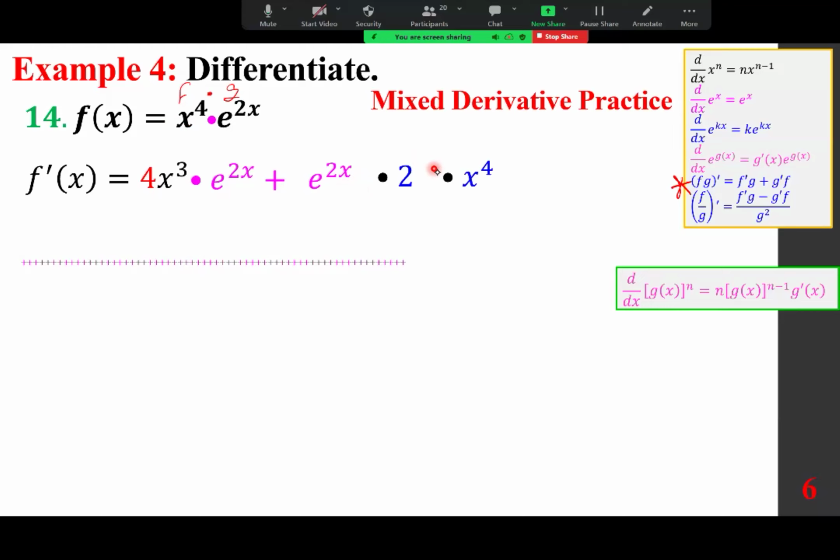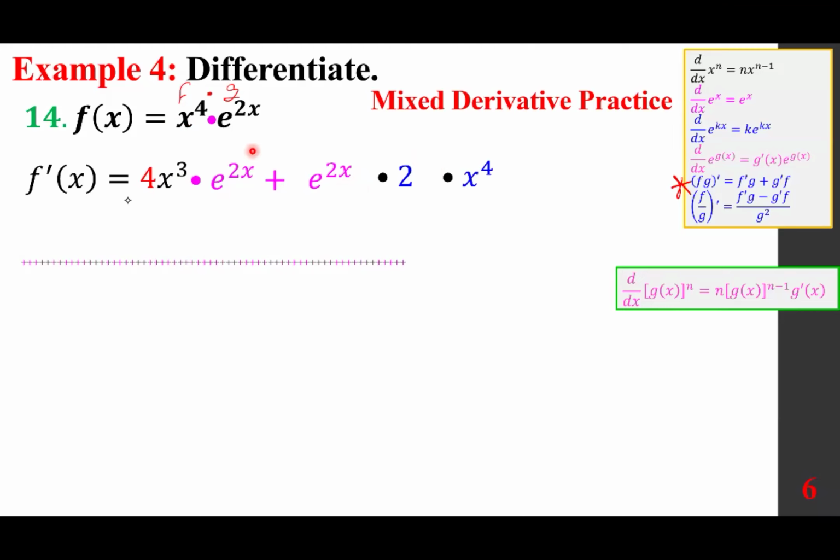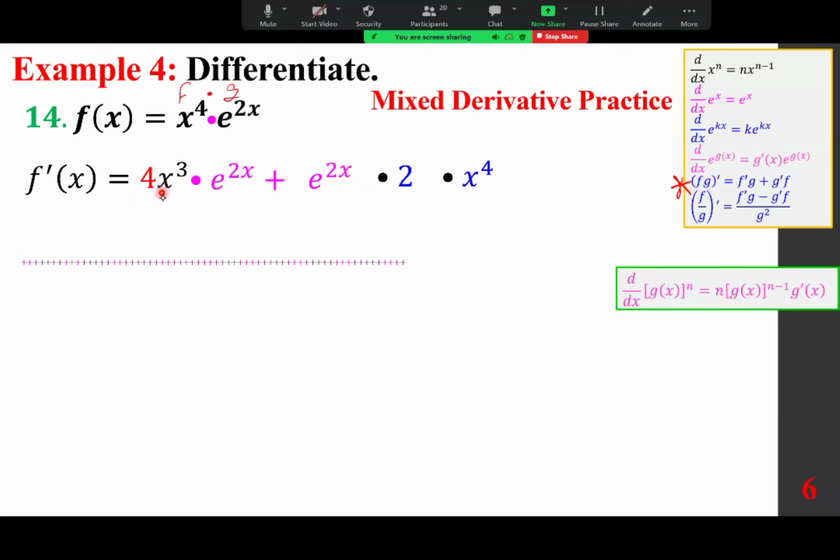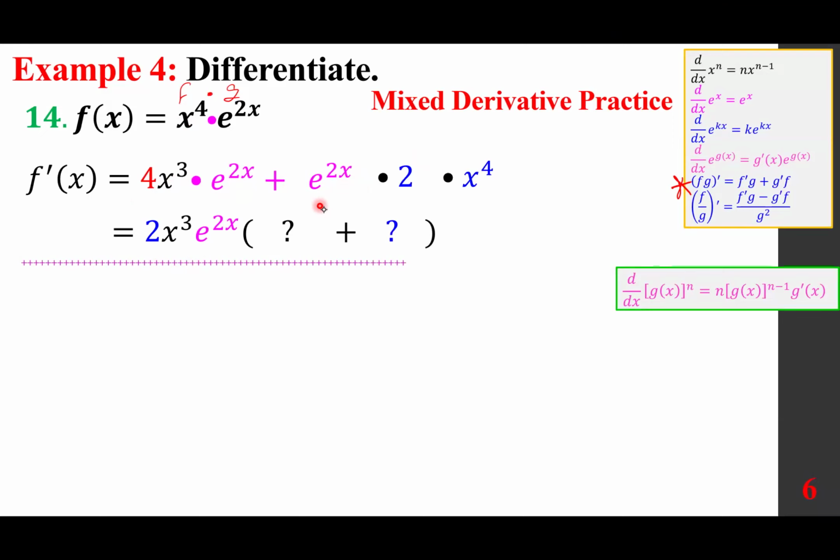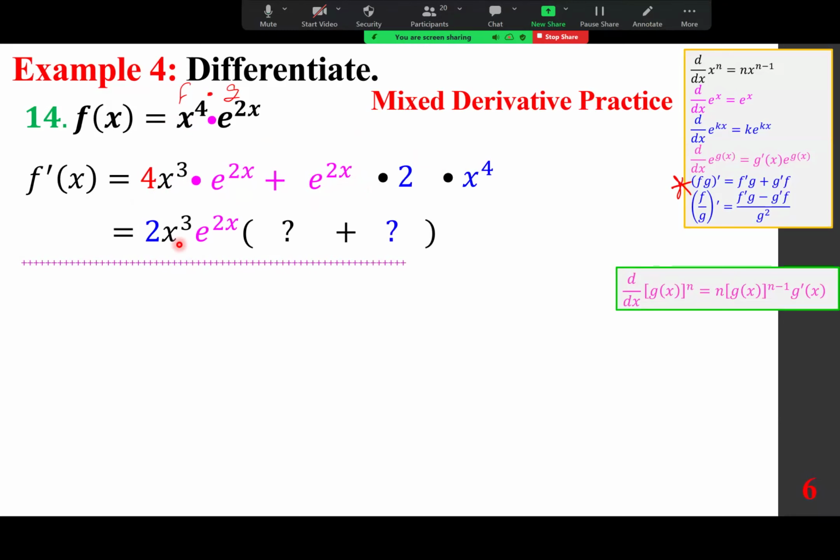Done with calculus. We take a common factor out between 4 and 2. 2 is in common. X cubed and x to the power of 4: x cubed is in common. These two are identical, so that is in common. So factoring, in other words, a lot of algebra is a big part of your work. So 2x cubed e to the power of 2x. This one, when you divide by this one, gives you simply 2. When you divide this one by this one, it just gives you x. So the parentheses would be 2 plus x.